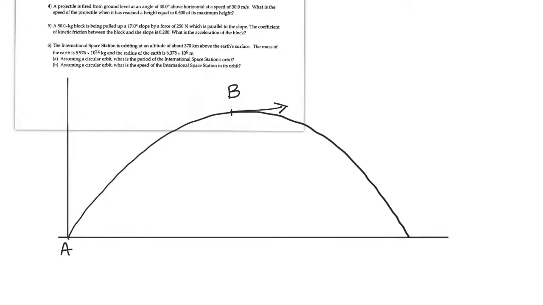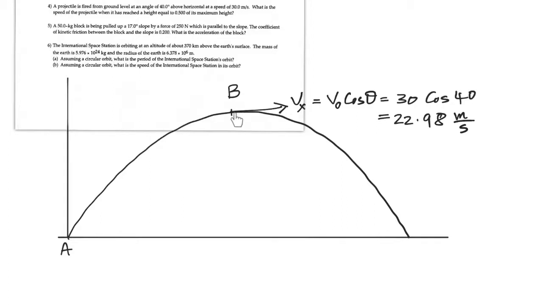The next question is regarding a projectile that is fired from ground, and we have to find the speed of the projectile when it has reached a height equal to half of its maximum height. Very important thing is to remember that at the highest point, the projectile only has the horizontal velocity, which is v naught cosine theta. We get it as 22.98 meter per second, because the vertical velocity here is 0.